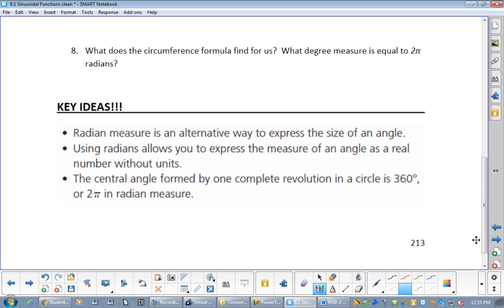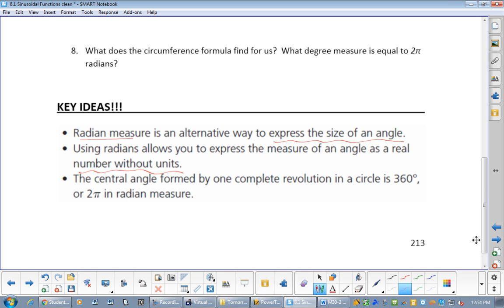Okay, so key ideas. I need everybody back. A radian measure is another way to express the size of an angle. Using radians allows you to express the measure of an angle as a real number without units. Now sometimes you will see it with RAD beside it, but if there's nothing, it means radians.